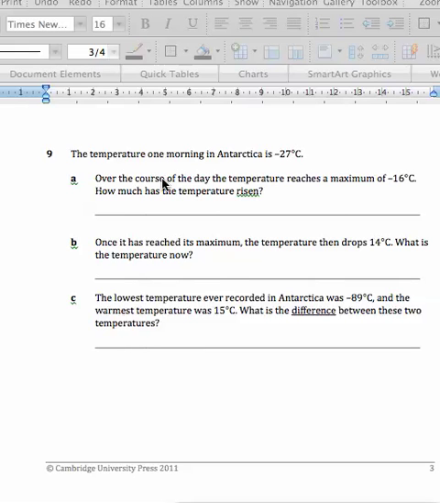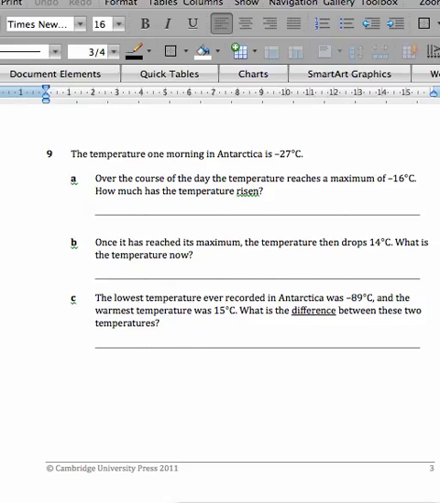Over the course of the day, the temperature reaches a maximum of negative 16. Now, remember, negative 27 is less than negative 16. So that's actually risen. And the question asks us, how much has the temperature risen? So you can just count, so we're going from negative 27 up to negative 16. So you can go 27, 26, 25, 24, 23, 22, 21, 20, 19, 18, 17, 16, and that gives me 11.